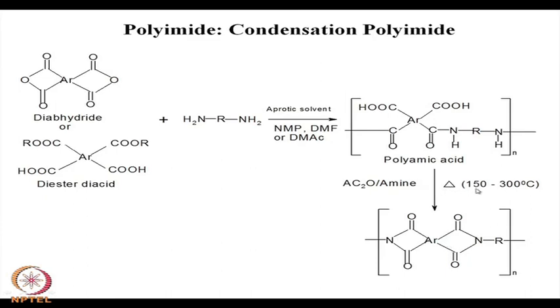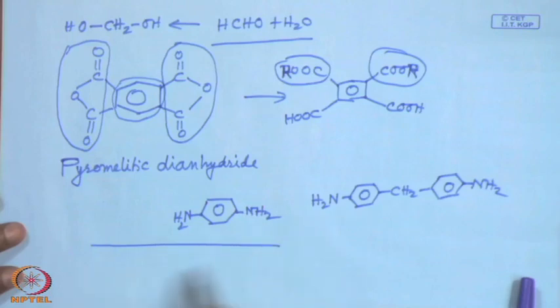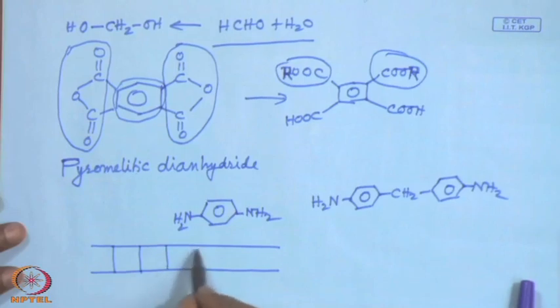Gradually, it is heated from ambient, or say 150 degree Celsius, to 300 degree Celsius temperature in dry condition, and it forms a ring. This is called imide ring. Here you see this amide linkage is converted to imide link by reacting with this carboxyl group, this imide ring. So, basically it forms a double strand polymer or multi strand polymer or ladder polymer, which looks like this, ladder like structure.